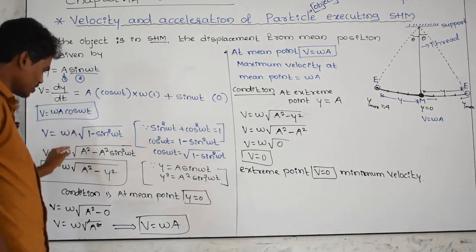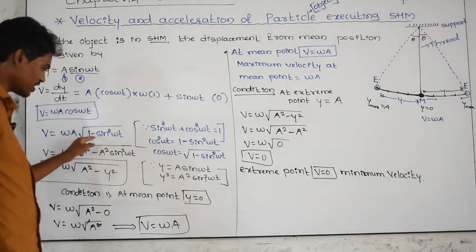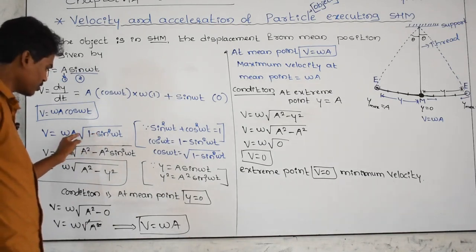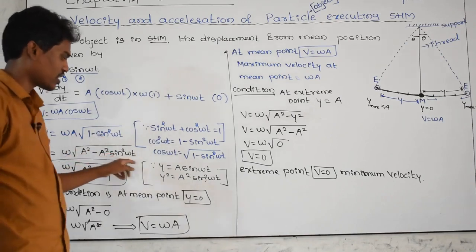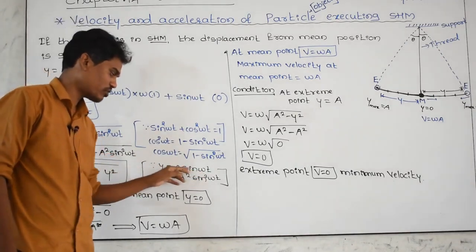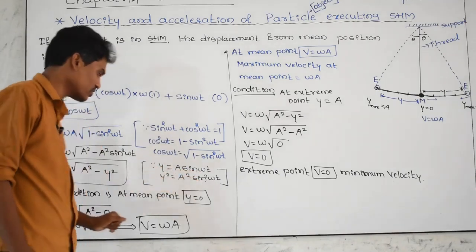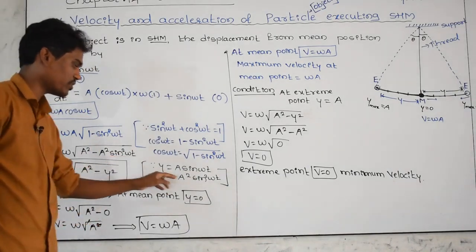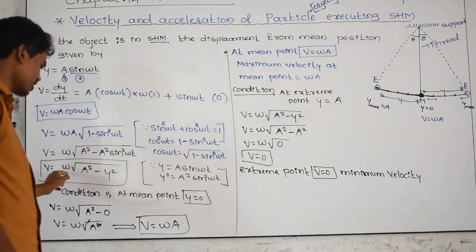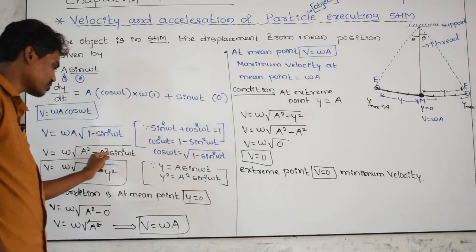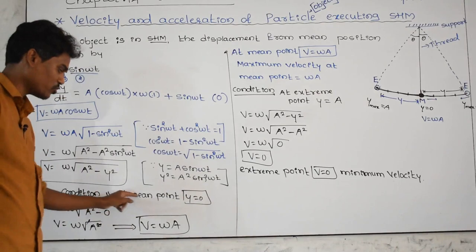Omega as it is, a went inside: a into 1 is a square, minus a into a, again a, becomes a square sin square omega t. And according to the theoretical formula, squaring on both sides, y becomes y square, a becomes a square, and the sin omega t function becomes sin square. Here a square sin square omega t can be written as y square, and substituting in the formula, finally v is equal to omega root of a square minus y square. This function is nothing but y square. I have substituted it here.